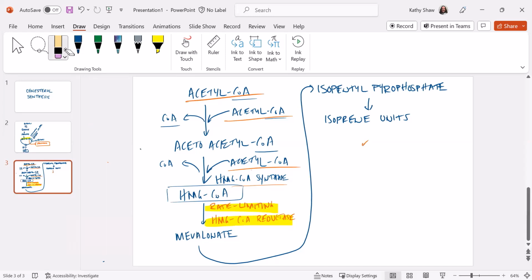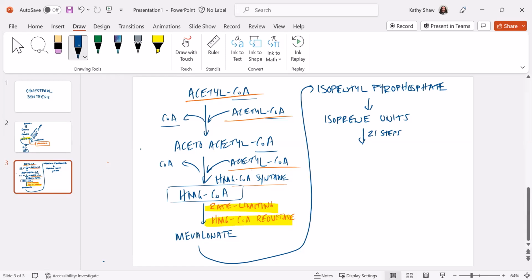I don't know if color really matters. We'll be consistent. We have about 21 steps in here. So depending on how you want to count it out, how you want to divide it, there's 20 or 30 steps in making cholesterol. Not really necessary that you know them all. So we're kind of hitting the important ones.